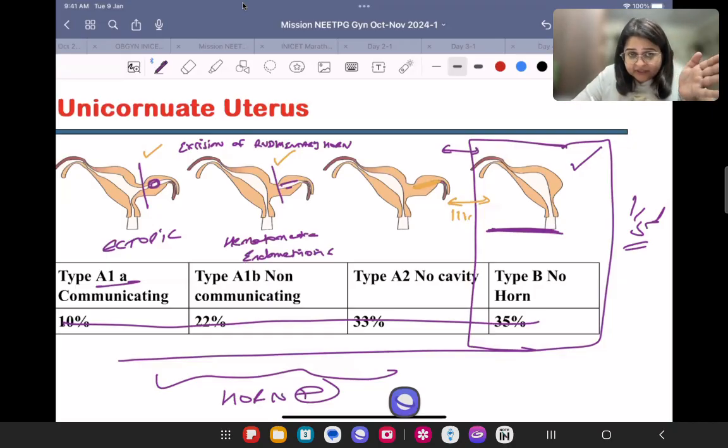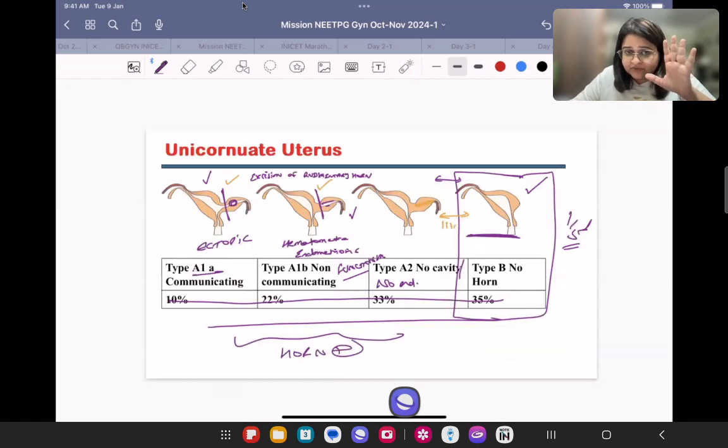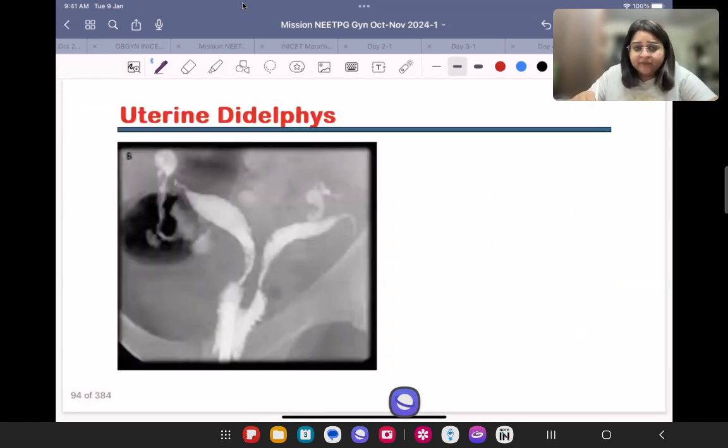Only if there is a communicating or a functional horn, it has to be excised. The first is communicating. This is non-communicating, but it has a functional horn. It is functioning. That means there is functional endometrium. If it's non-communicating, no cavity and no endometrium, then nothing to do, nothing to worry about. Okay. Now coming to the next type.